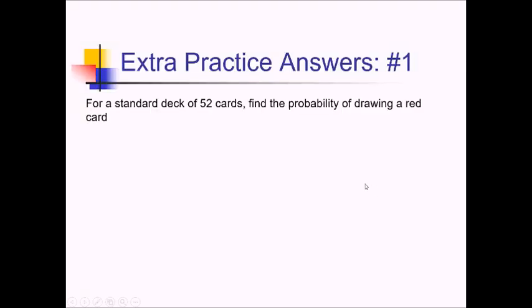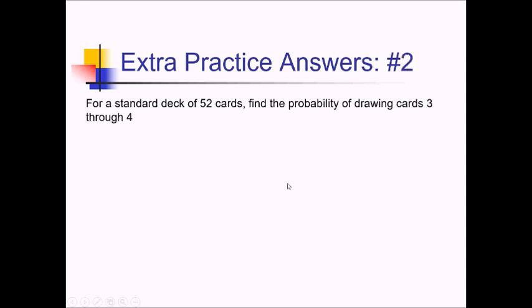For this problem, we want the probability of drawing a red card out of a deck of 52. So we have 52 total possible outcomes for the whole deck, and half of the cards are going to be red and half are black. So that's 26 out of 52 that are desired outcomes, and then as we said, that can reduce to 1/2.